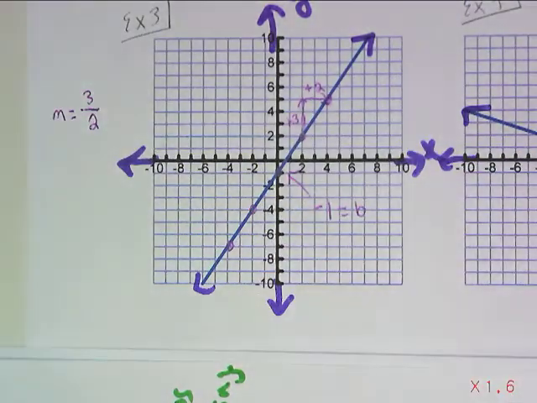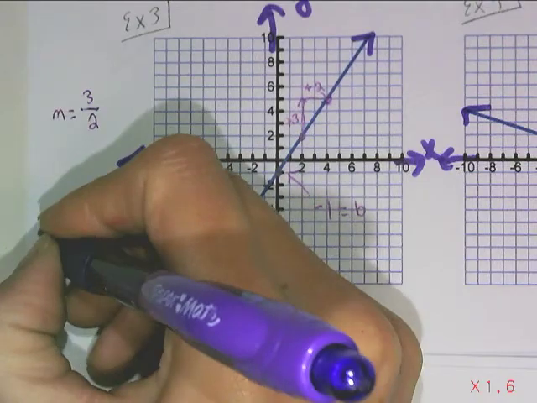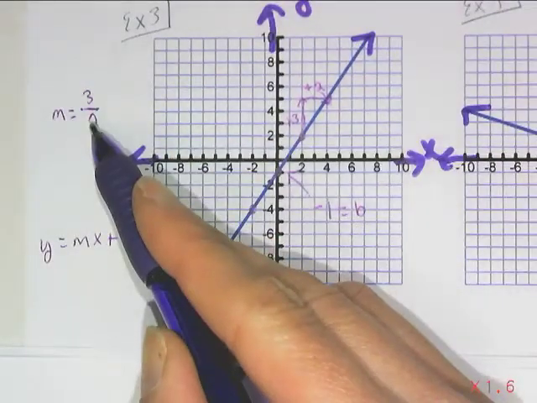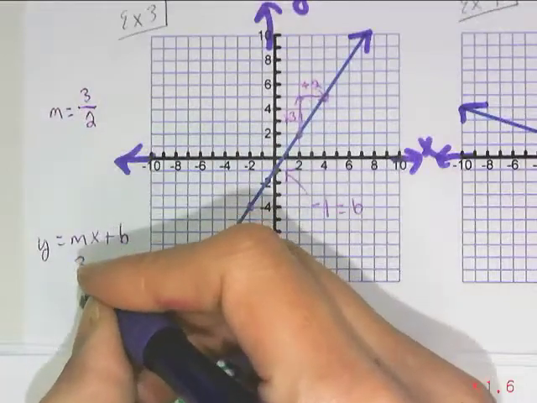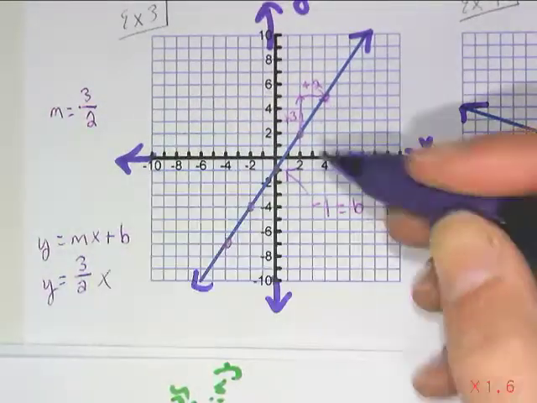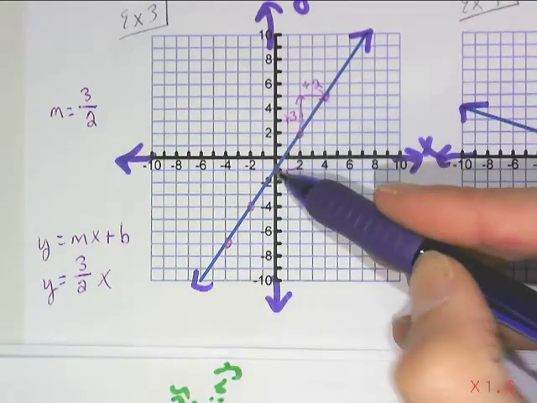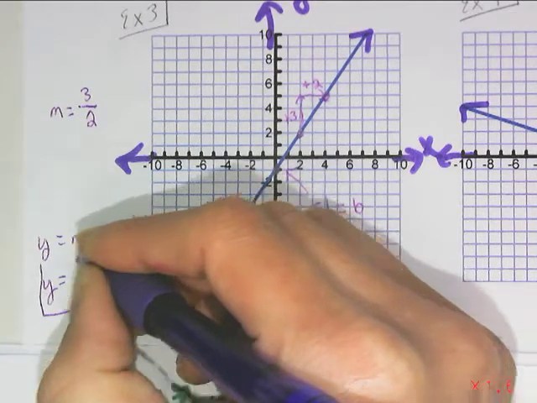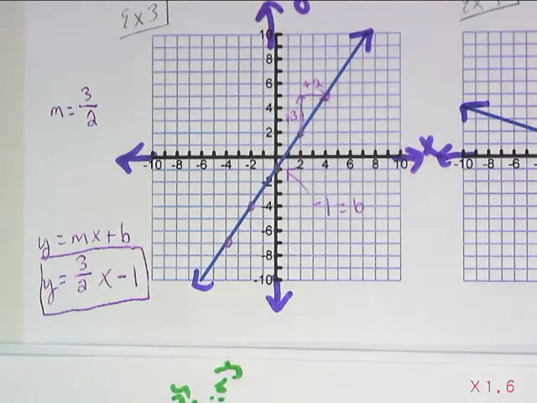So stringing this together as an equation, y equals mx plus b, we just found that the slope is 3/2, so it's going to go in for the coefficient. And then we just said that b, the y-intercept, is -1. So the equation for that particular line is y equals 3/2 x minus 1.